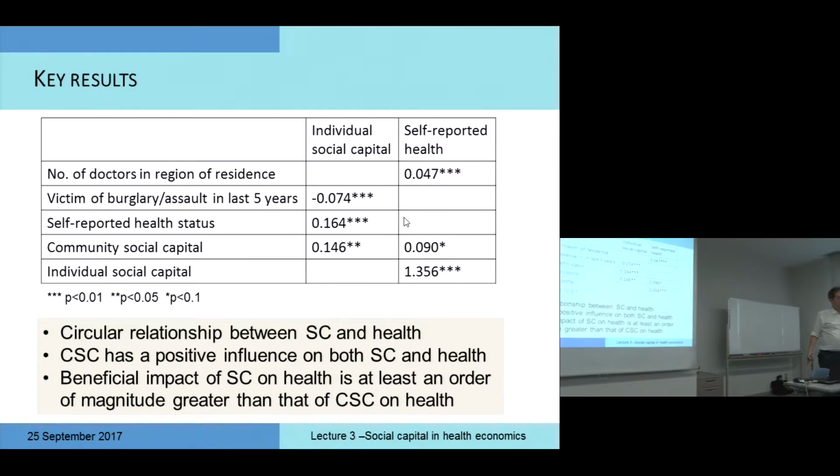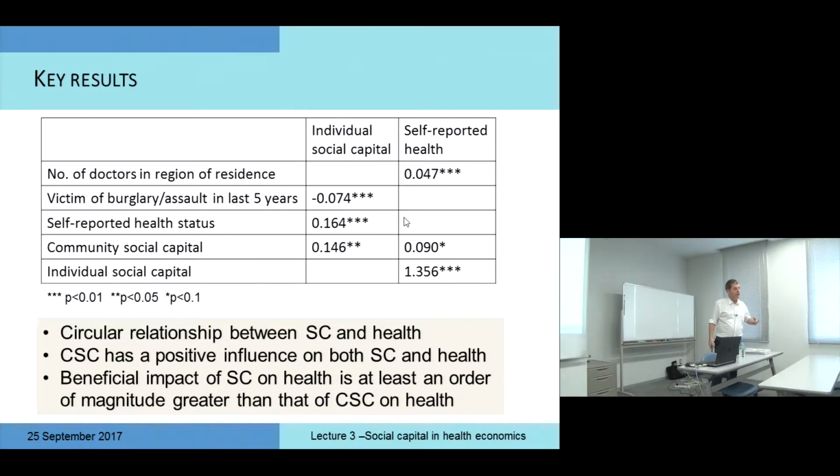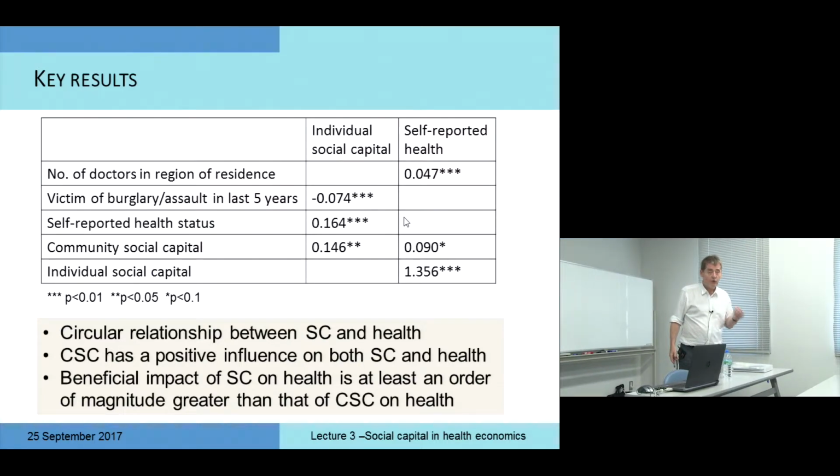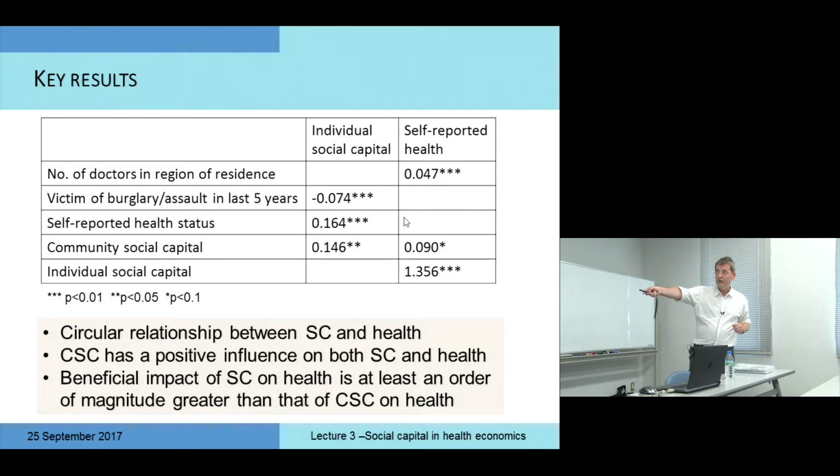Remember, the individual social capital is the extent to which you trust others. The community social capital was a sort of reference group, peer group, average level of individual trust, and they found a strong positive relationship. So that's one equation.